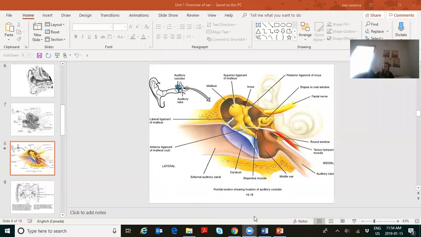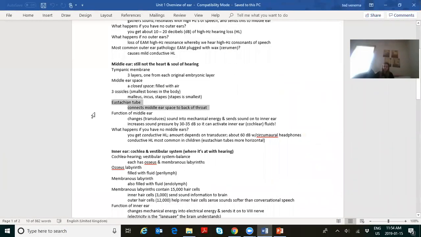So let's go to our notes here. The function of the middle ear is to change. Now circle that word, transduce. That means change. You're going to see that word lots in this field. Transduce means to change sound from one energy to another. That's what transducing means, okay?